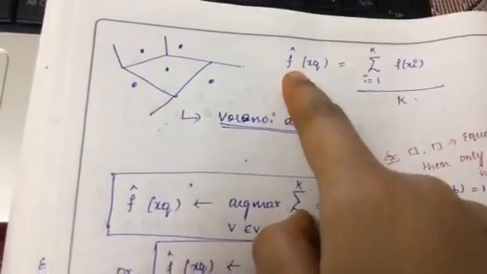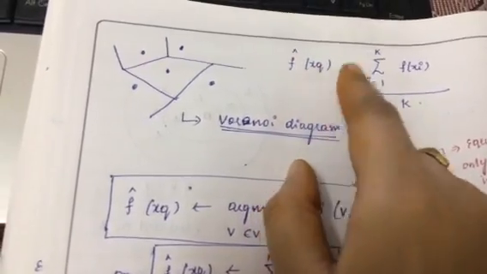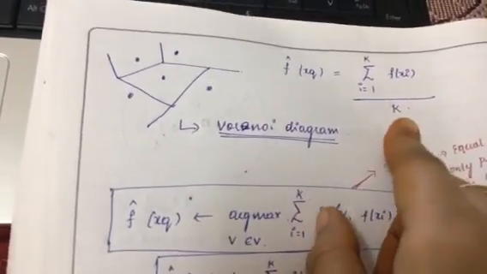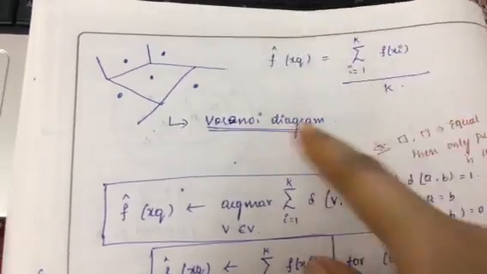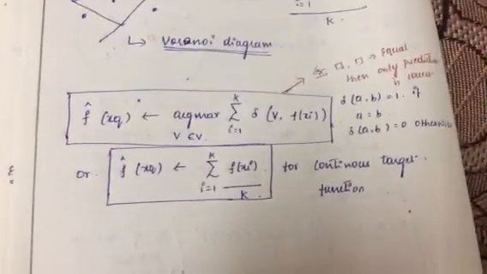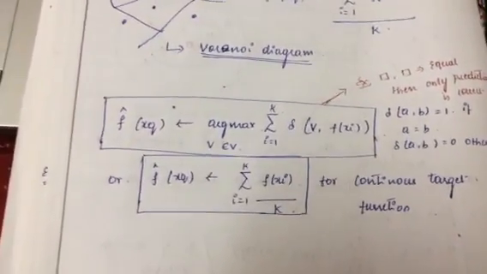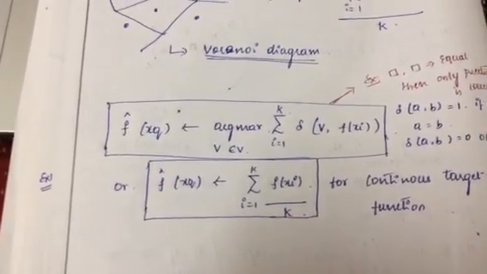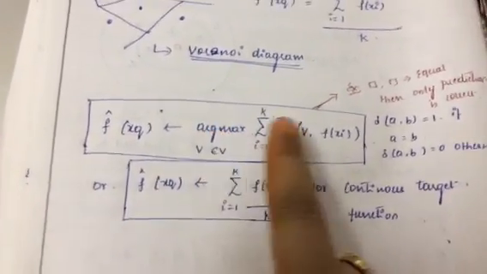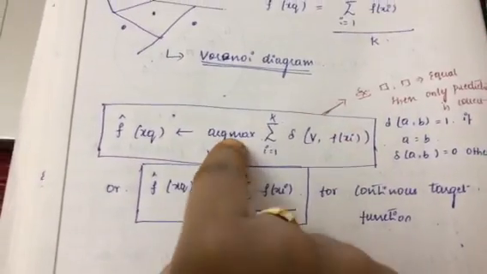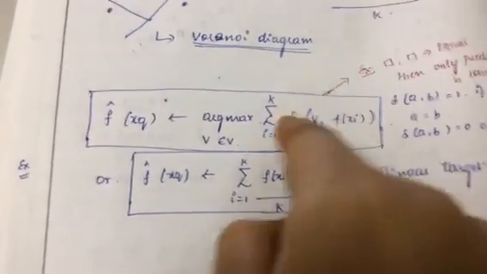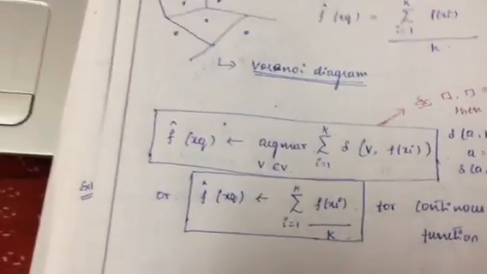Now what is the function of f cap of xq? It is equal to the summation of i equal to 1 to k of f of xi, divided by k. This is the function used for a continuous valued target function. Now the formula to calculate f cap of xq is equal to arg max. It is an argument maximum, meaning you are going to choose the maximum of these. Whichever is the maximum value in these two, you are going to choose that value. That is the meaning of argument maximum.